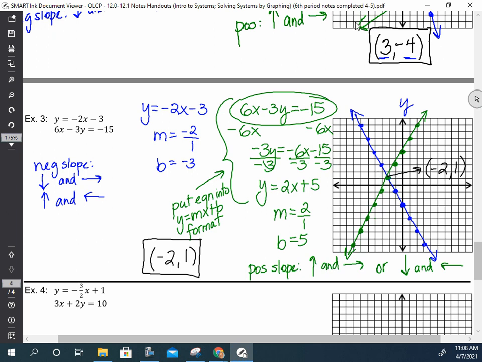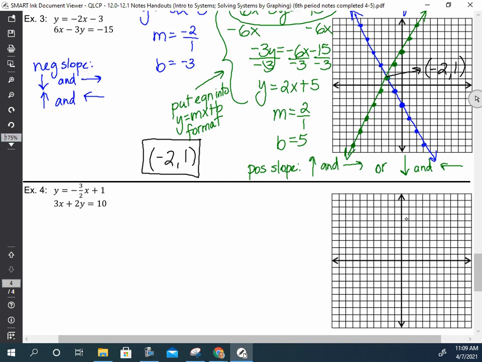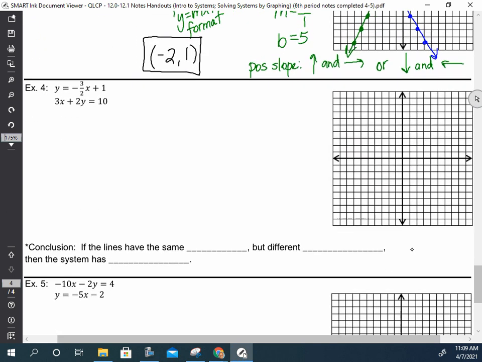All right. So as I said earlier, the majority of the time, your two lines are going to cross each other. That means your answer will be a point. But there are some times in which the lines won't meet, or you'll only see one line on the graph. So let's look at those two special cases. So our last two examples are of those two special cases.